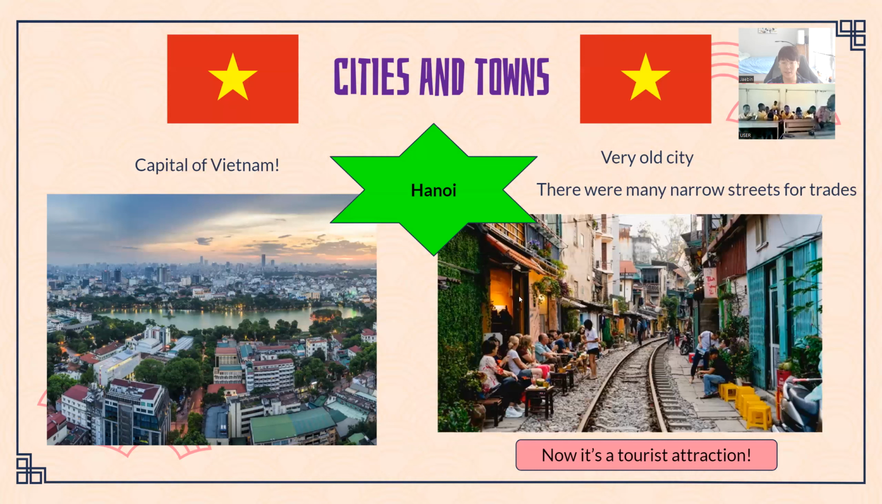And on the side, there are a lot of cafes and a lot of restaurants as well. So when the train passes by, people on the left often take pictures of themselves with the train passing by. And yeah, that's a really cool thing about Hanoi. It's really old, but it still contains the traditional feel of what Vietnam was in the past.